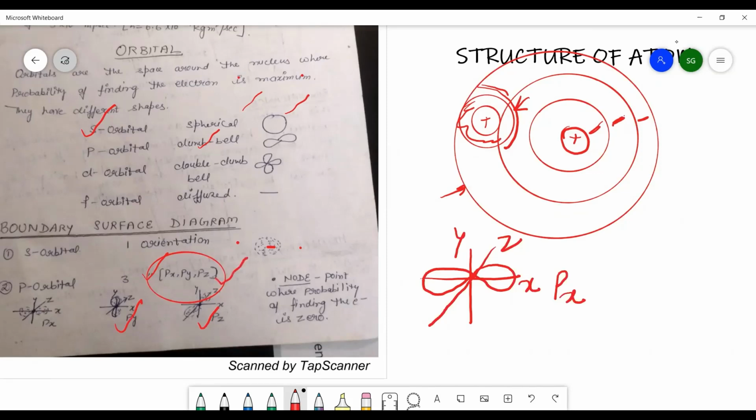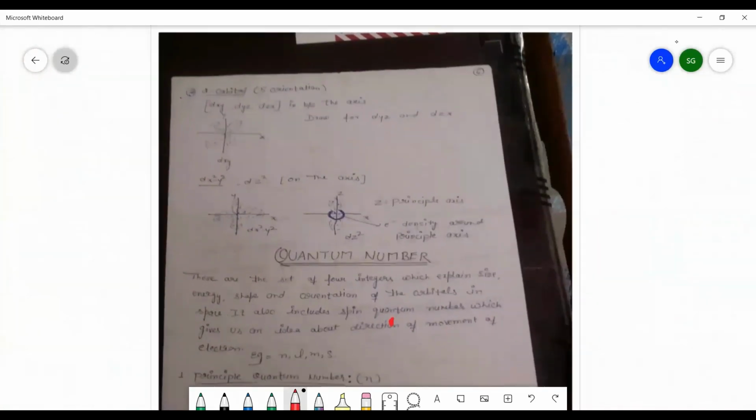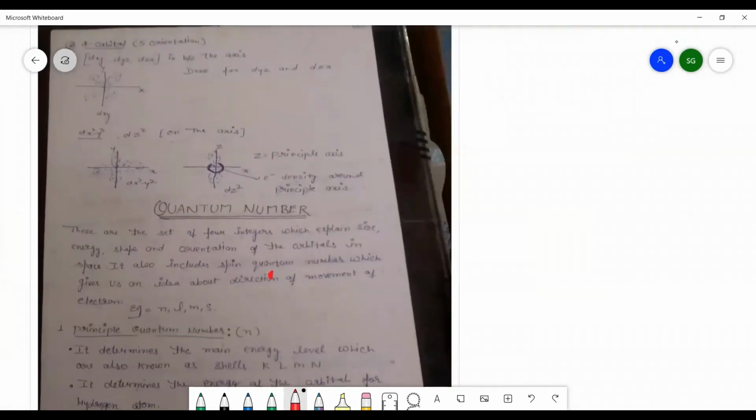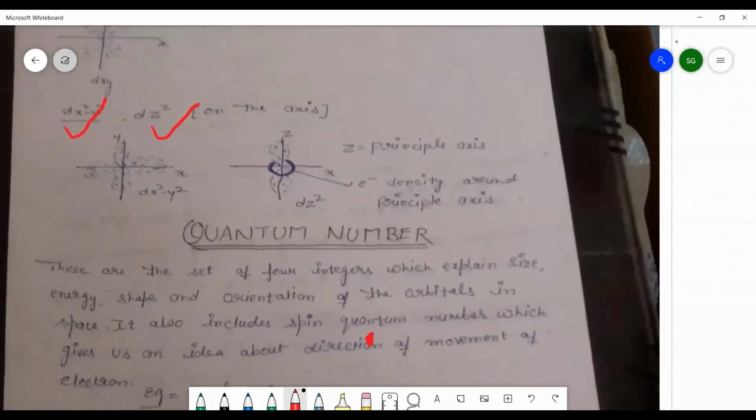Now, in case of the d orbital, it has a dumbbell shape. For the dumbbell shape, it has 5 orientations, in 2 sets. The one set is dx square minus y square and dz square, in which the orbitals are aligned on the axis. Like you can see, x and y directions are there in this manner. Here the orbitals are aligned on the x-axis and on the y-axis, and electrons move inside these orbitals.